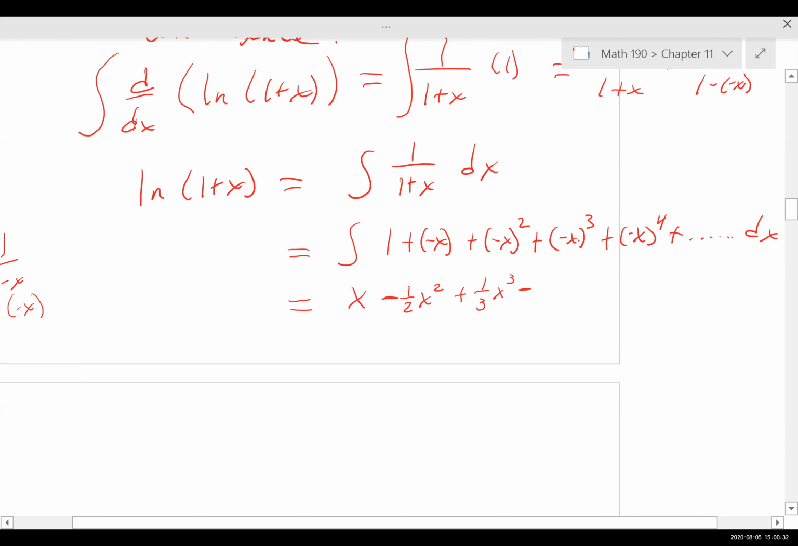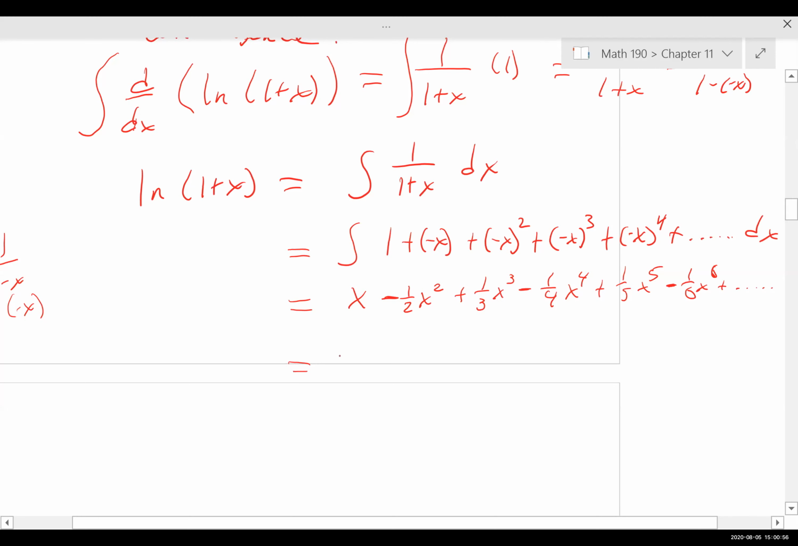Okay, and then this is going to be cubed, so I'm going to raise that to the fourth power. That's 1/4 x to the fourth plus 1/5 x to the fifth minus 1/6 x to the sixth plus, you guys can get the idea here, right? So it just alternates.